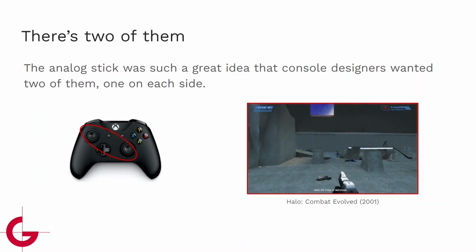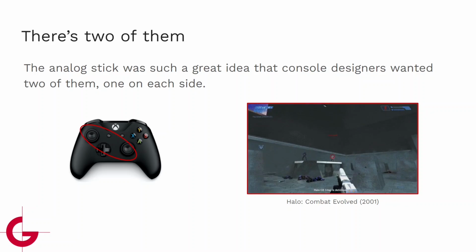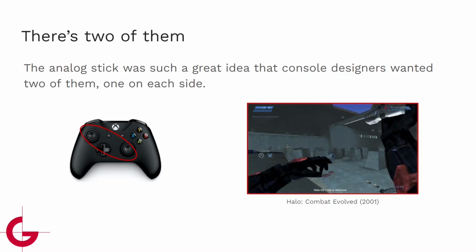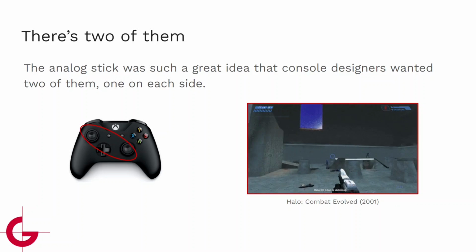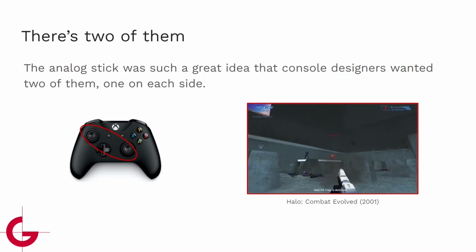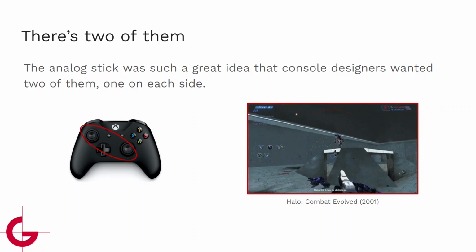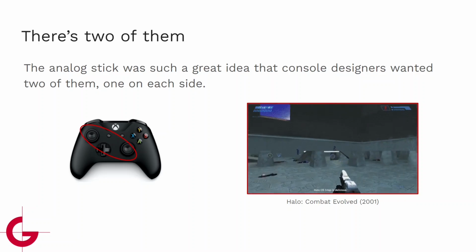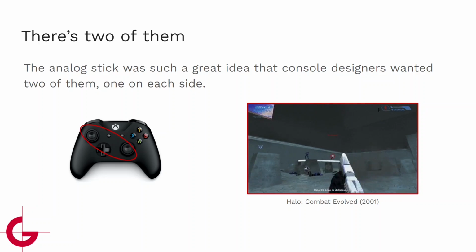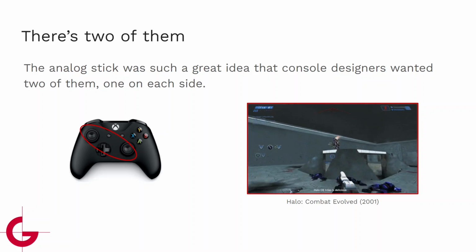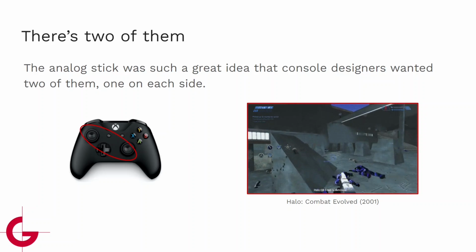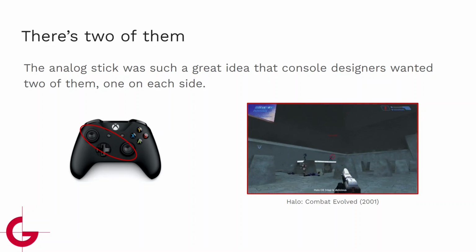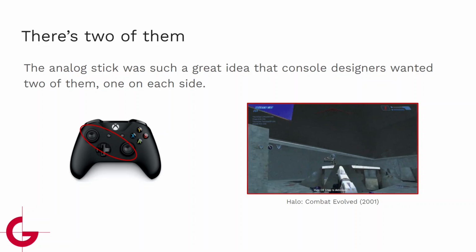And in fact, the Xbox controller has two of them, and this is very important because it basically set the blueprint for how most AAA games are controlled in the modern day. The left analog stick for controlling the character, and the right analog stick for controlling the camera. So yeah, it was very influential.